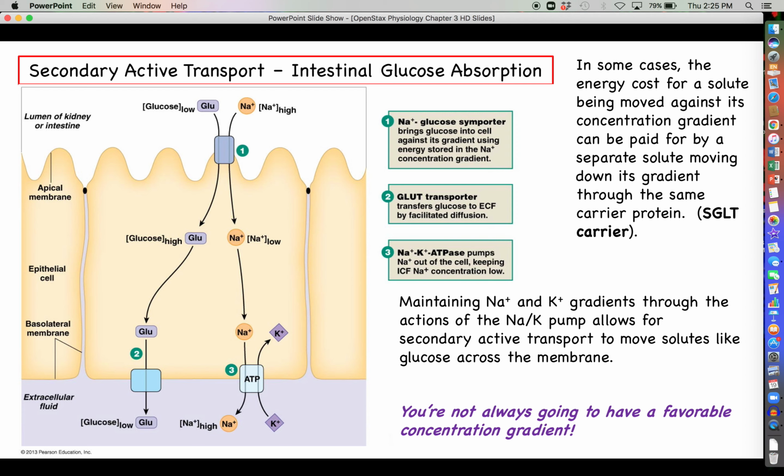So the takeaway here is that you're not always going to have a favorable concentration gradient. If you need to pump something against the gradient, you're going to have to use primary active transport. And whether you use primary active transport or secondary active transport, that's just going to depend.